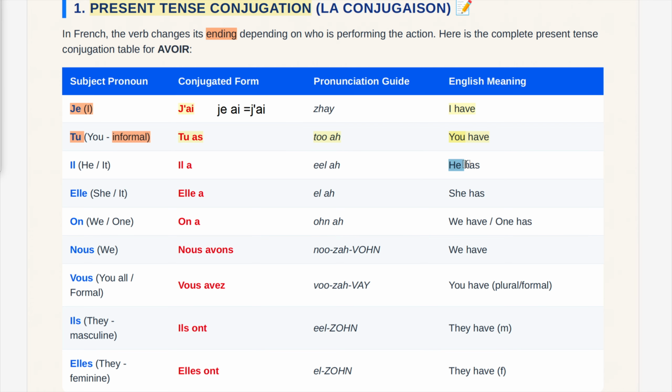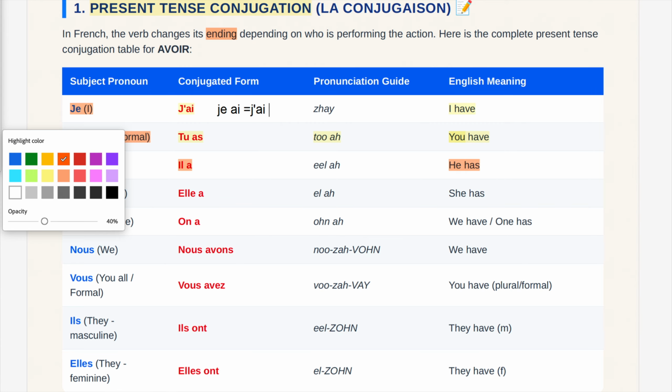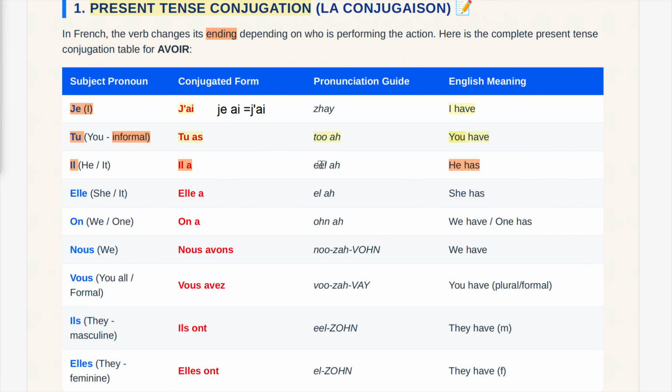Next is he has. He means il. So he has means il a. It will not be pronounced like il a, it will be pronounced continually, like illa. Illa means he has.